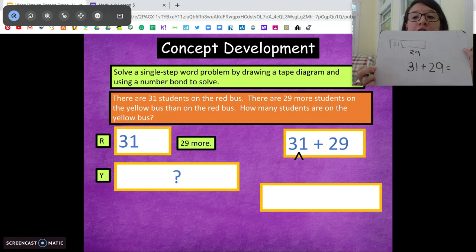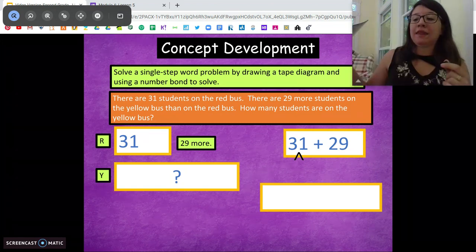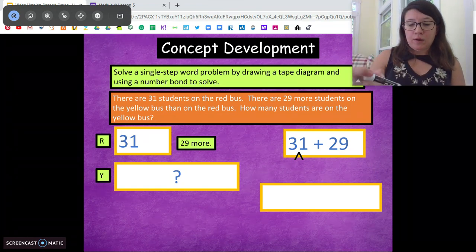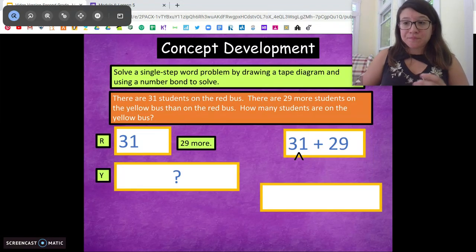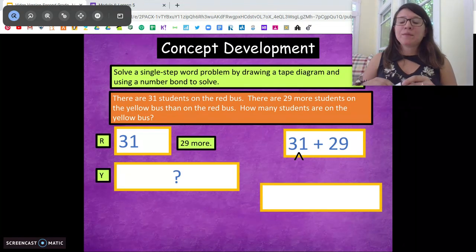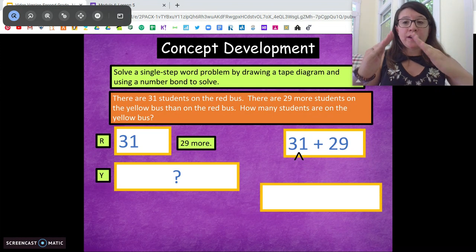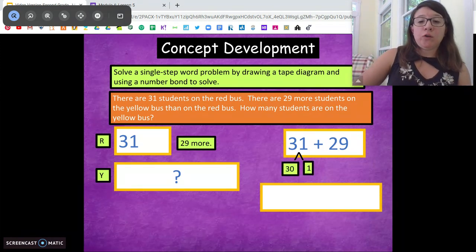Okay, so pause, solve 31 plus 29 the number bond way. Go ahead and do that now. Got it? Okay, let's go over it. We're going to break 31 into our 10s and our 1s. So we have 30 and 1.